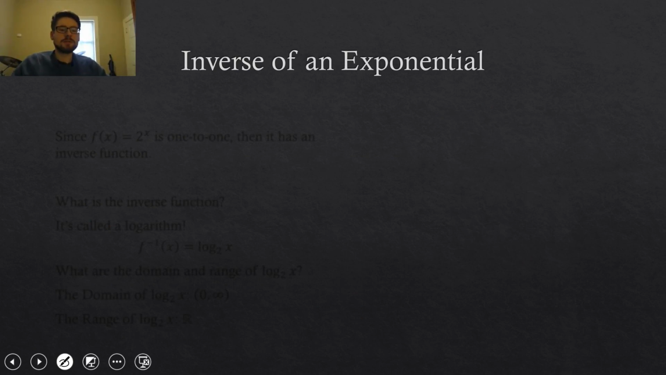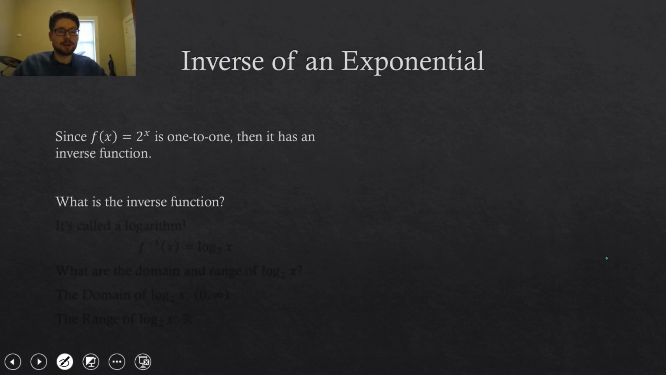Okay, so we've determined that it's 1 to 1. That means it's going to have an inverse function. And so what is the inverse function called? Well, it's called a logarithm. We call inverses to exponentials logarithms, just like we call inverses to squares, square roots. So squaring and square rooting are inverses of each other. Exponentials and logarithms are inverses of each other.